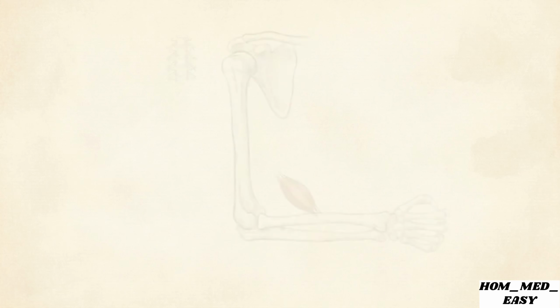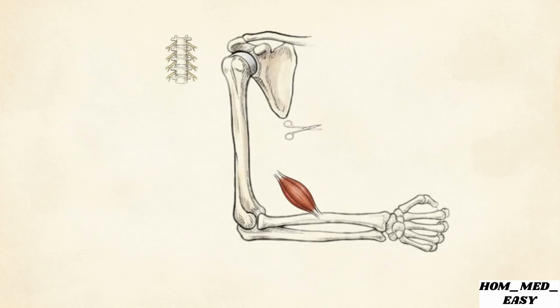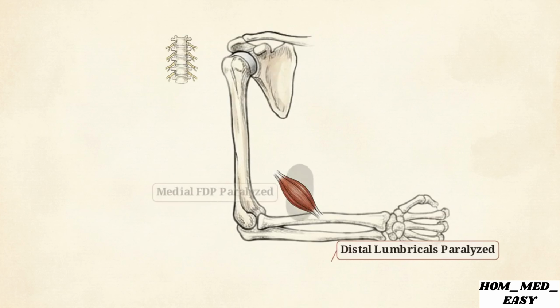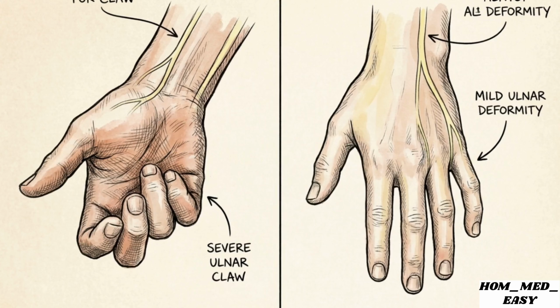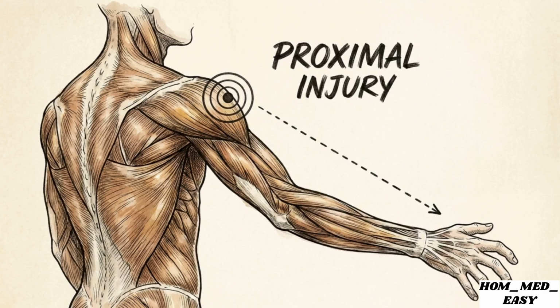Now, we simulate a proximal injury at the elbow. The signal is blocked higher up. The distal lumbricals in the hand are still paralyzed, but crucially, the medial FDP in the forearm is now also paralyzed. This resolves the paradox. Without the active pulling force of the FDP yanking the fingertips inward, the fingers lie relatively straight. An injury closer to the spine shuts down more muscles, resulting in a less severe visible claw.